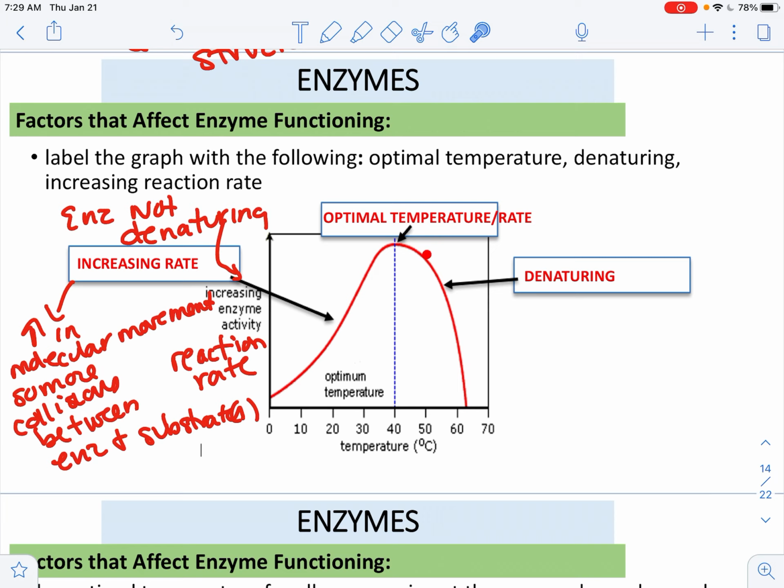But then once you get above that, here's where the enzyme starts denaturing. So now the temperature is causing weak bonds to break.